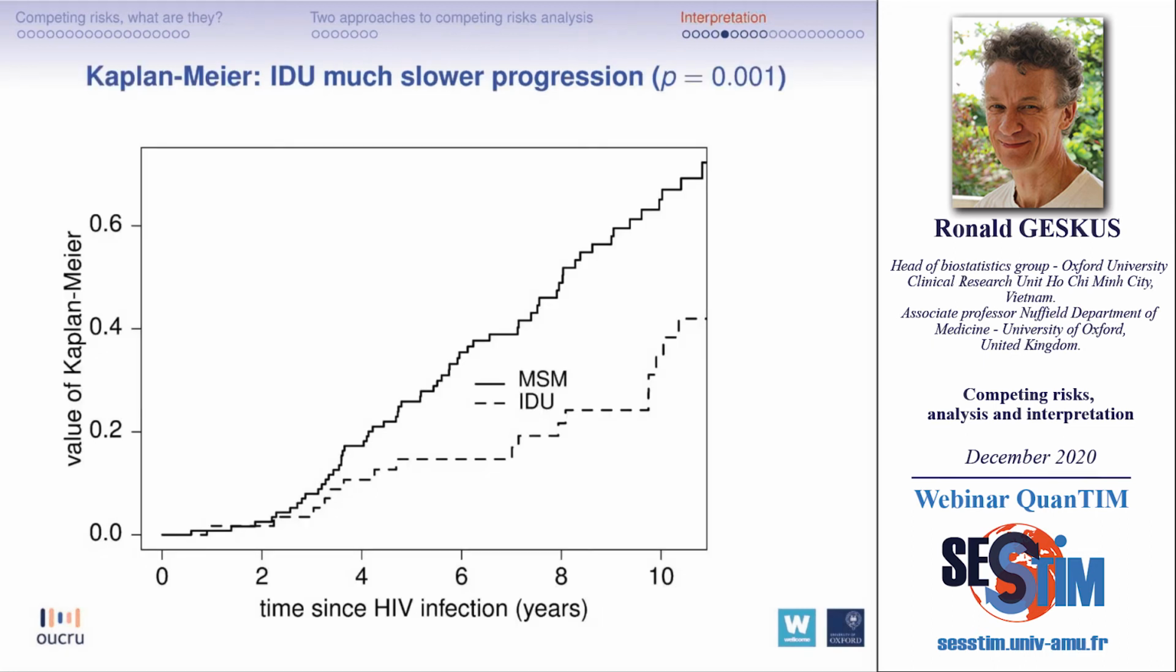This is what we get. Well, it's not the survival curve, it's 1 minus the survival curve. So what you observe, for example, 8 years after HIV infection, based on this Kaplan-Meier, men who have sex with men have a probability of around 50% to develop AIDS, whereas injecting drug users have a probability of around 20%. So if you believe this, you would conclude that if you are HIV infected, it's highly recommended to start injecting drugs, because the risk of developing AIDS is much lower. But of course, nobody believes this.